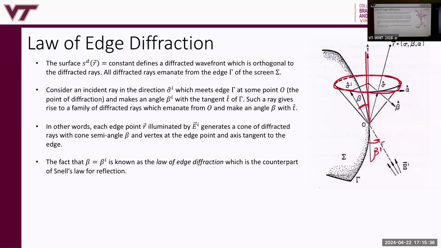In other words, the edge at each edge point illuminated by E incident generates a cone of diffracted rays with the cone semi-angle beta and vertex at the edge point here and its axis as the tangent to the surface or tangent to the edge. The fact that beta equals beta incident, so beta is the diffracted cone angle and beta incident is the incident field's angle with respect to the tangent to the edge, is known as the law of edge diffraction, which is the counterpart for Snell's law of reflection. Okay? All right, that's as far as we can get today.